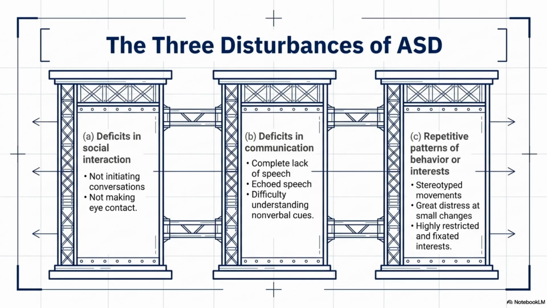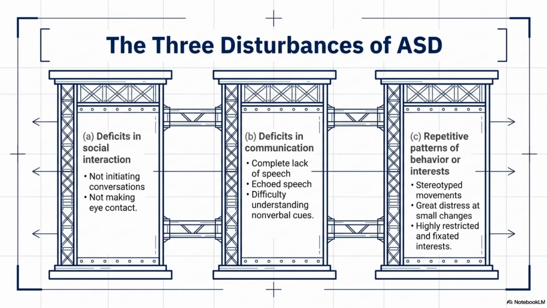Cognitively, what creates that isolated social world? It largely stems from an inability to process social cues that neurotypical brains decode automatically. This ties directly into the second disturbance, which is communication deficits. How does that look in practice? This spans a massive range. It can manifest as a complete lack of speech. It can appear as giving only robotic, one-word answers. It often involves echoed speech, where a child merely parrots back what was just said to them without understanding the conversational context. Crucially, they struggle to read nonverbal cues. A furrowed brow, a sarcastic tone, a shift in posture. These subtle signals that govern human interaction are completely missed.